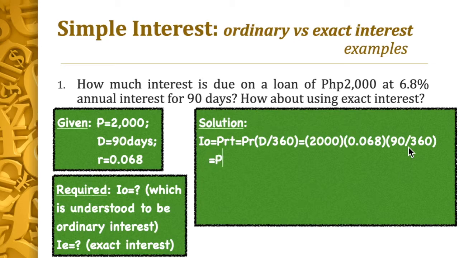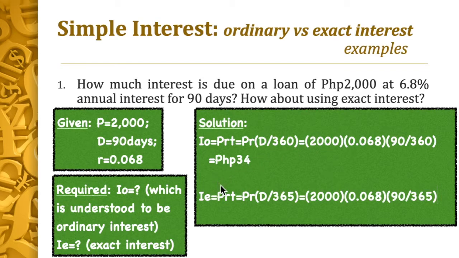And what I got is 34 pesos for the interest. Okay? So that's it for our ordinary interest. For our exact interest, that's the same thing, except that this 360 will become 365. Using the same values, I'm going to change the 0 into 5. So what we'll have is 33 pesos and 53 centavos.